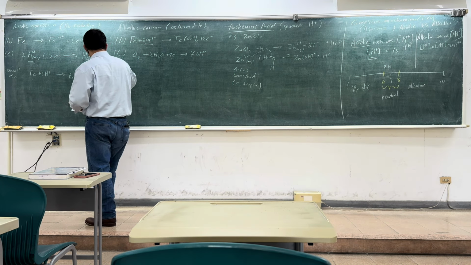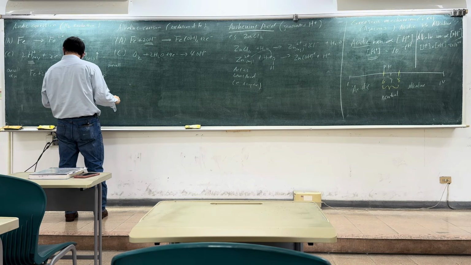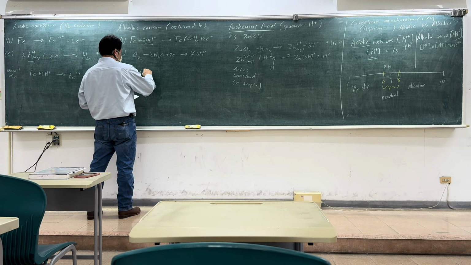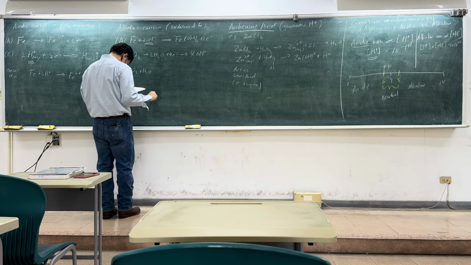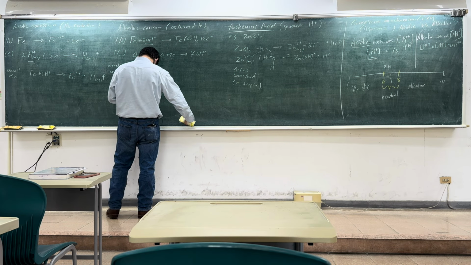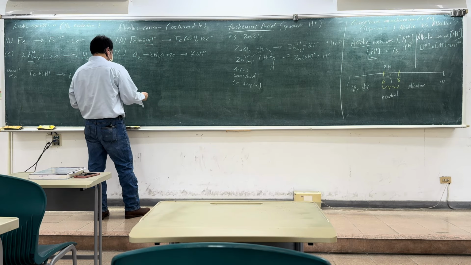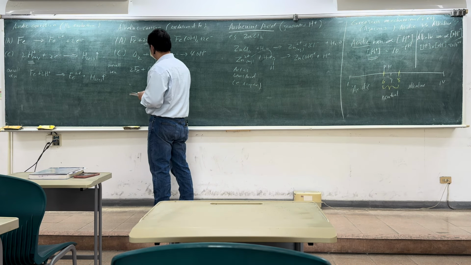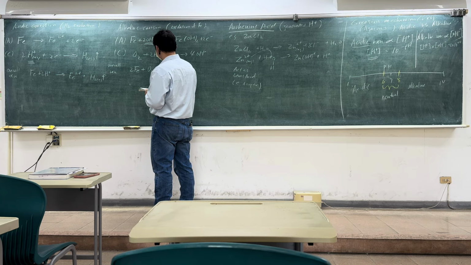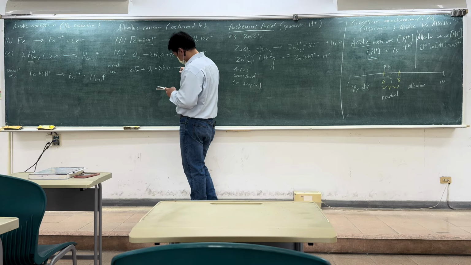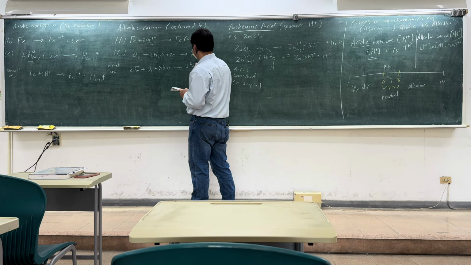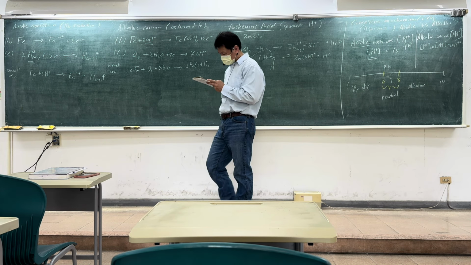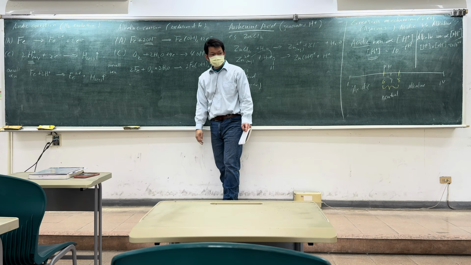And the overall reaction is 2Fe plus O2 plus 2H2O goes to 2Fe(OH)2. And so this is the overall reaction.